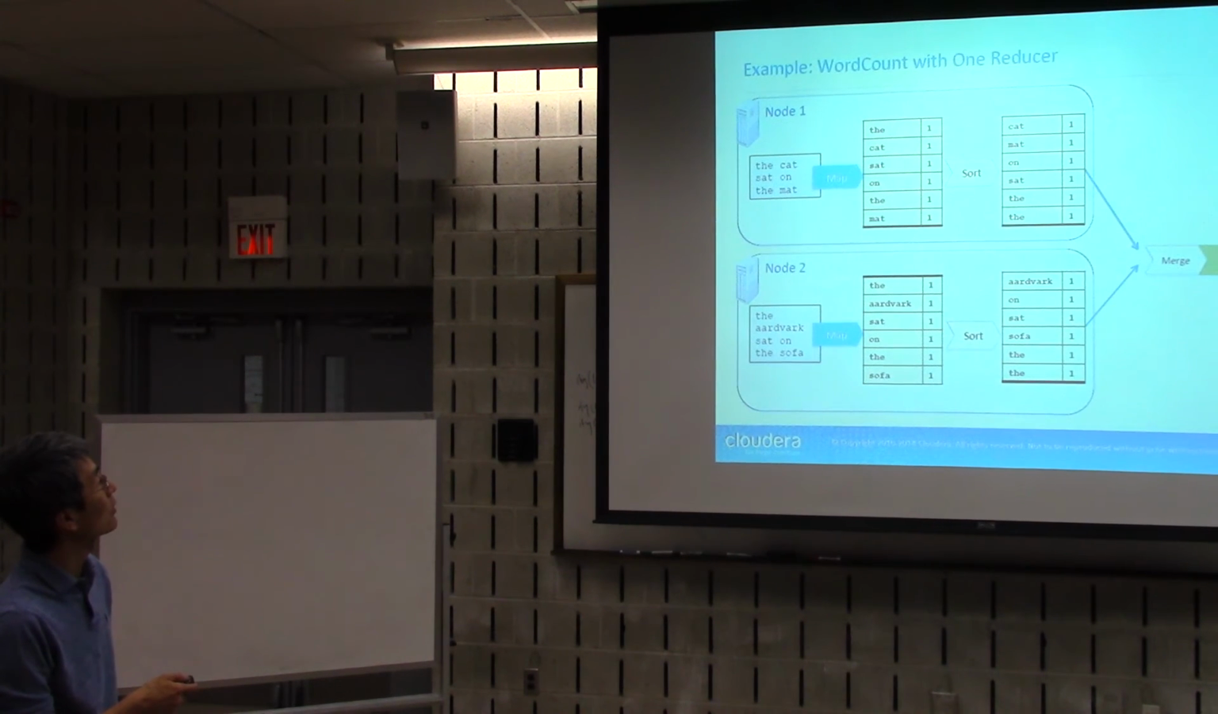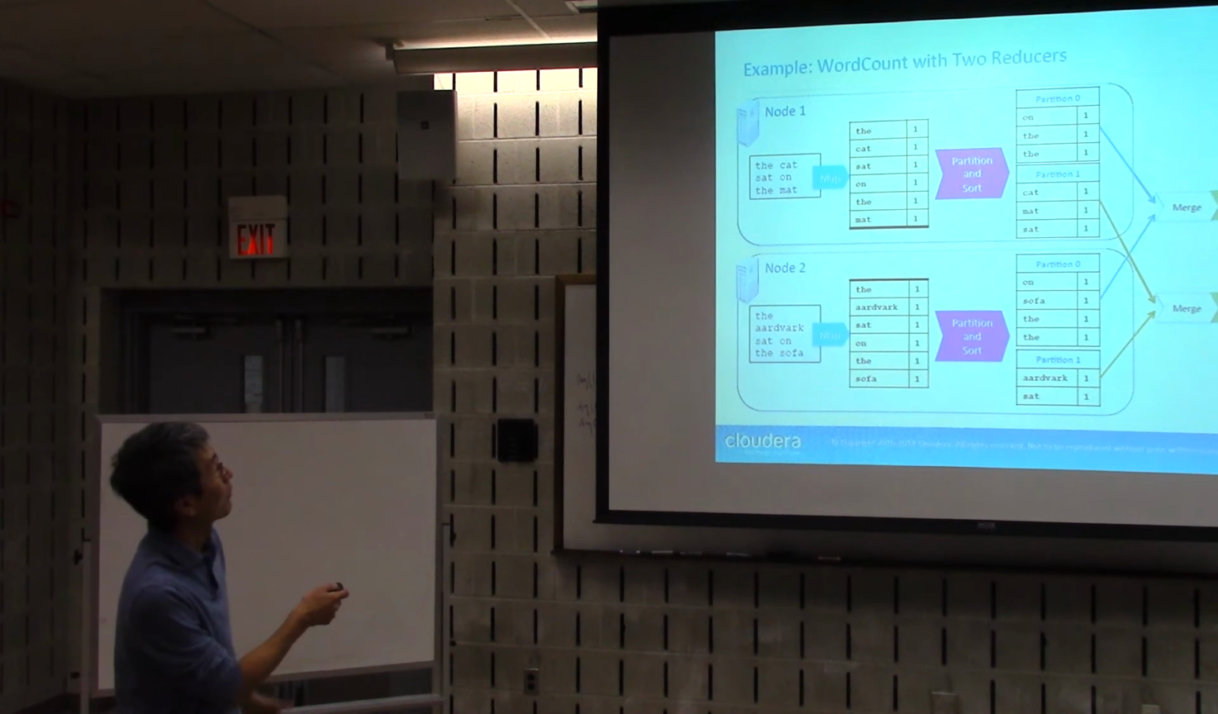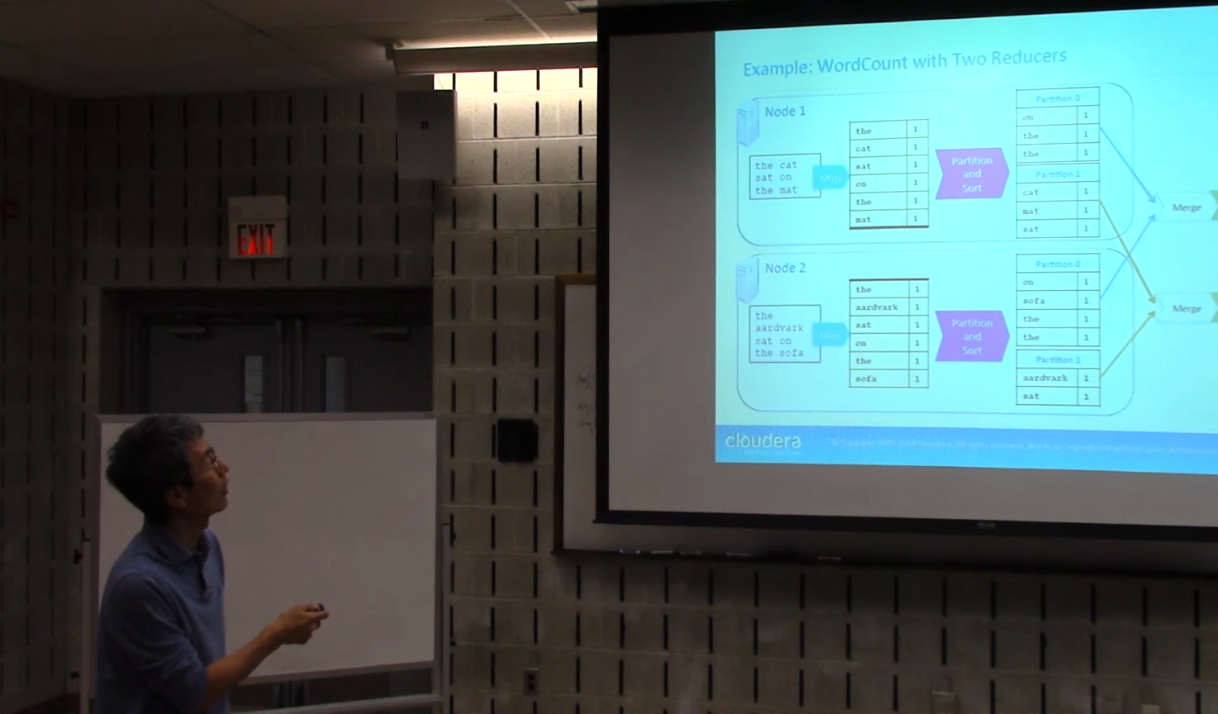Now look at the example. This is a typical word count example. We use one reducer, but what if we have two reducers? The partitioner should divide using some algorithm. In this case, one range is the first partition and the other is the second partition, or something like that.